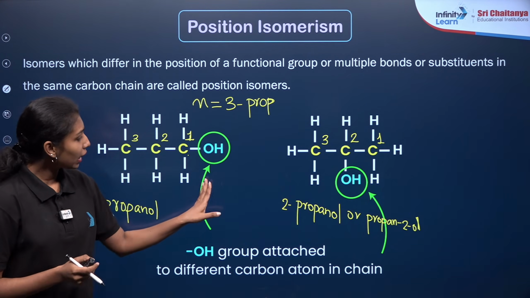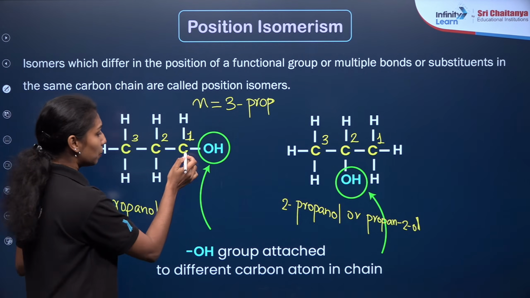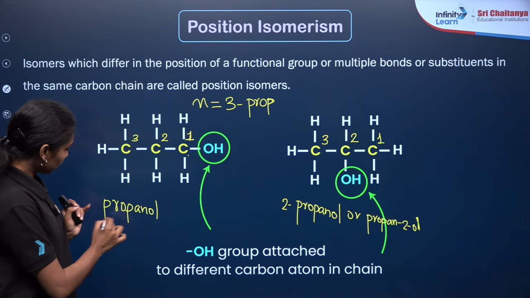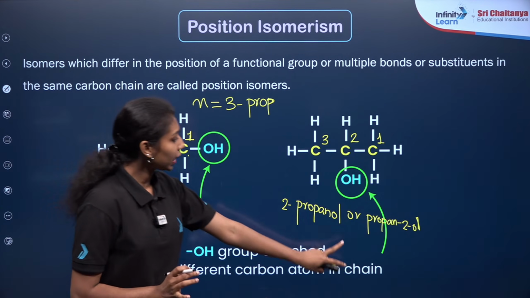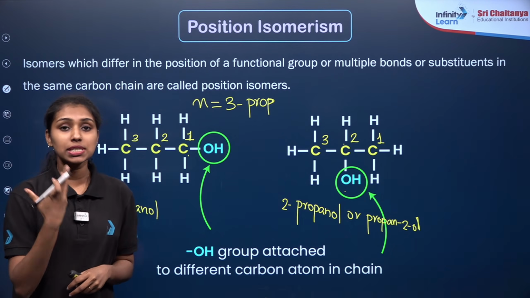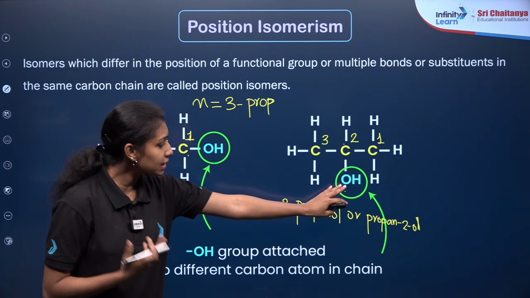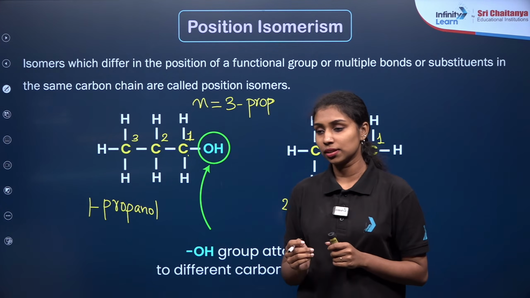As you can see over here, this OH group is attached to the first carbon atom. So we can say that the compound will be 1-propanol, or propan-1-ol, or simply propanol. Then in the case of the second compound, this OH group is attached to the second carbon atom, which means the position of the OH group attached to the carbon is different here. That is why these compounds are known as position isomers.